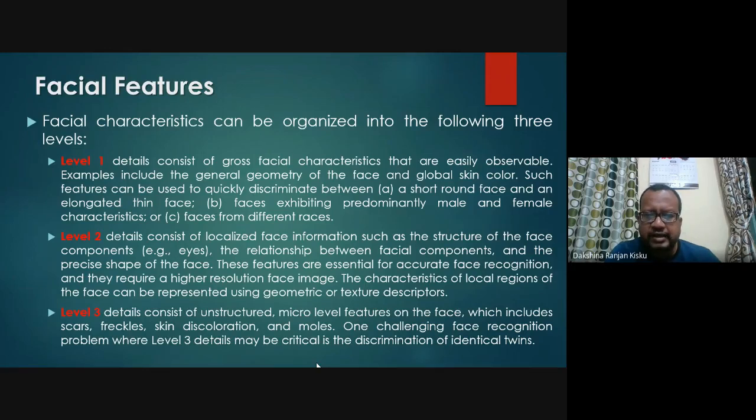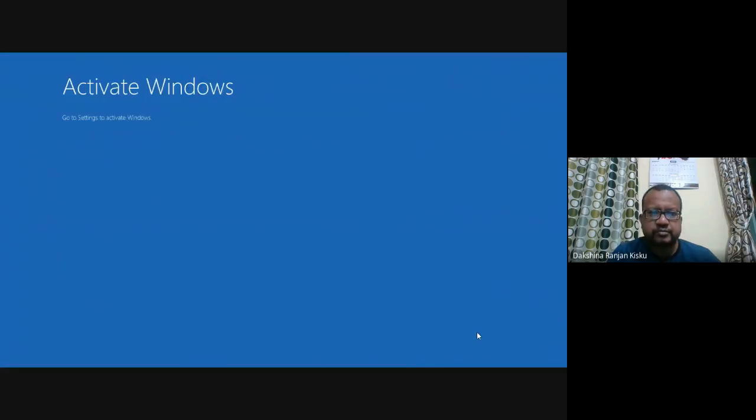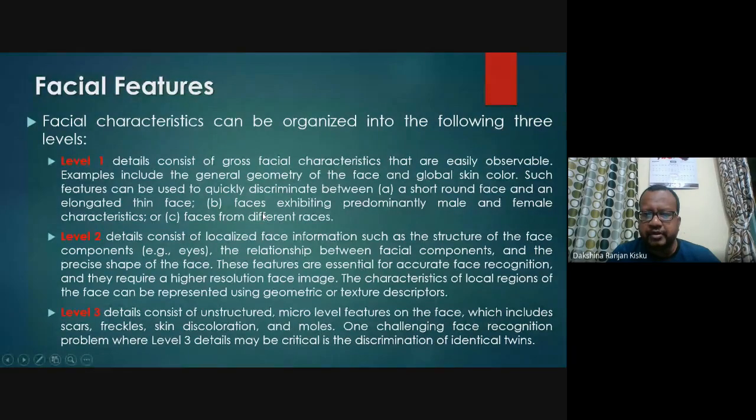So if we look carefully at the facial geometry and the skin color of the face, then we can have these characteristics. Such characteristics may discriminate between a short round face and an elongated thin face. Then these face images can exhibit male or female characteristics, or we can also identify races by seeing the face image.